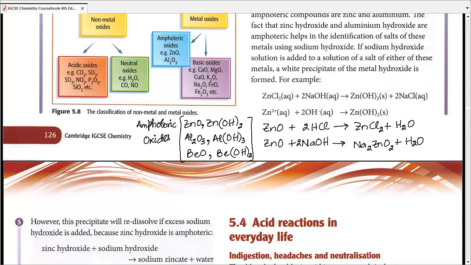So what I'm going to do is write at least two examples which have been really common in past papers. One of them is zinc oxide, and the other one is aluminum oxide, which I'm going to write below. So take your time while you're noting it down. 6HCl, 2AlCl3 plus 3H2O. So it's doing almost the same thing.